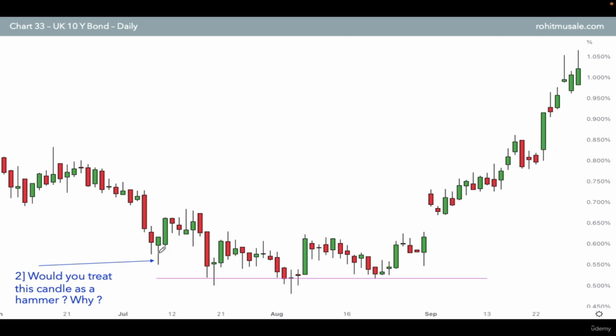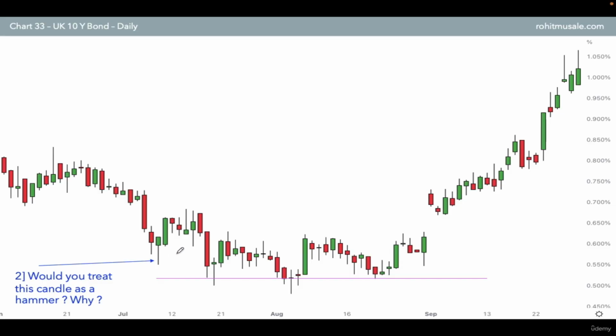If you measure the lower shadow, I think it is almost 2x the height of the real body. But it's very close, right? If this shadow had been slightly longer, there would be no need to measure at all. It's very obvious to the eye that it's more than twice the height of the real body. But for this candle, I think you will have to properly make that measurement.